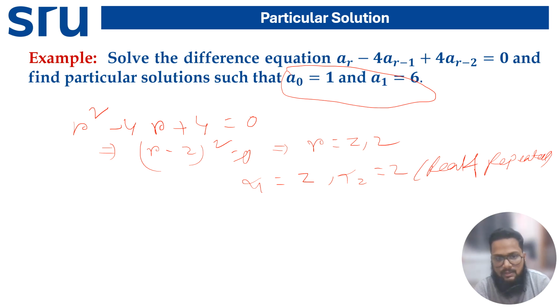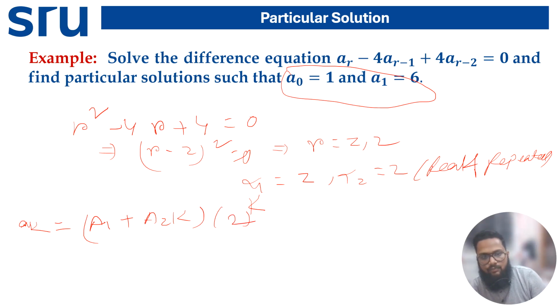Simple. So definitely the solution a_k you are going to get is (A1 plus A2 k) into alpha 1 power k, which is nothing but 2 power k. Here alpha 1 is 2. So this is the solution. Now we have some conditions. What is the condition given? Please see that condition. a_0 is given as 1, a_1 is given as 6.